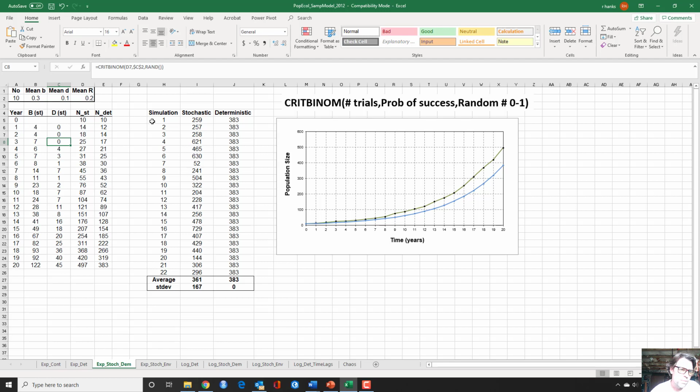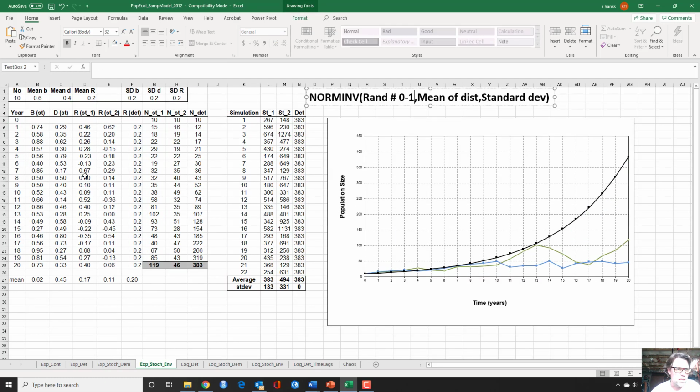Essentially, in this simulation I would have changed this number to 497 and done that 22 different times and recorded each one. And then the deterministic model again has this constant value. All right, so that's demographic stochasticity. So we're talking about births and deaths. And then we also have environmental stochasticity. And in this situation, we again start to build in some of that variability.